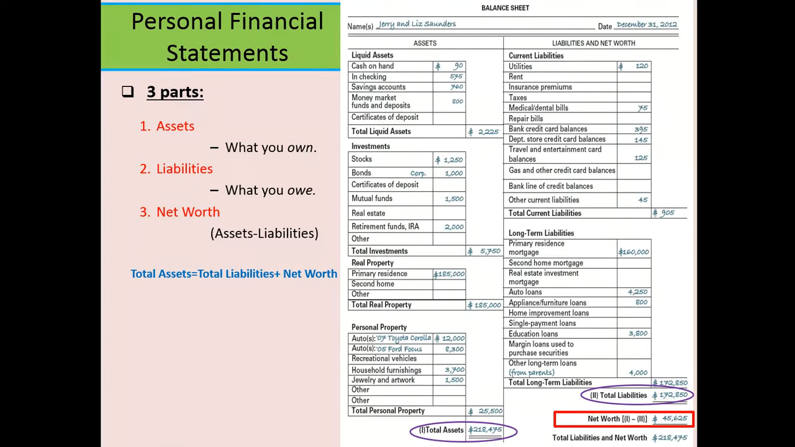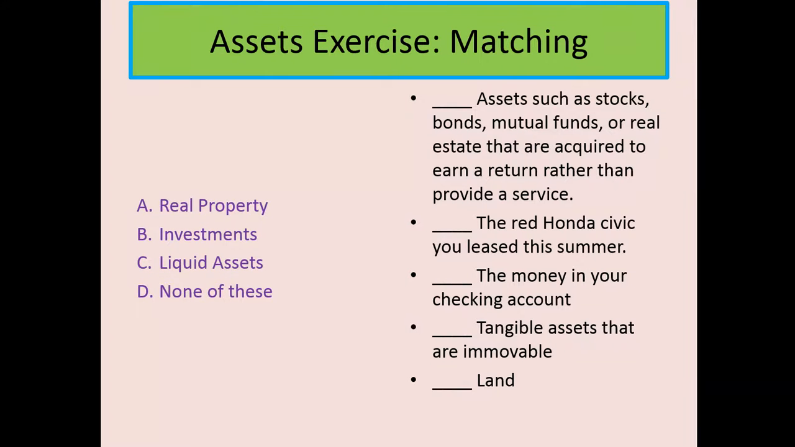So today's lesson, or the second part of this lesson, is all about the balance sheet. So let's see how much you already know. We're going to start with assets. Let's see how much you already know about the different types of assets. I've listed 4 here: real property, investments, liquid assets, and none of these. Well, 3 and none of these.